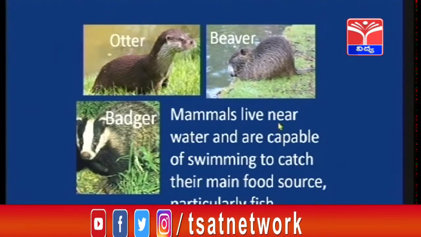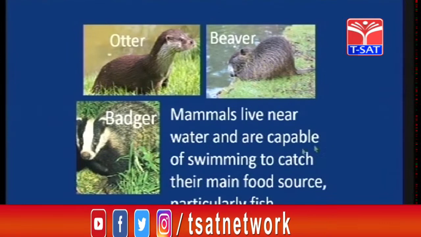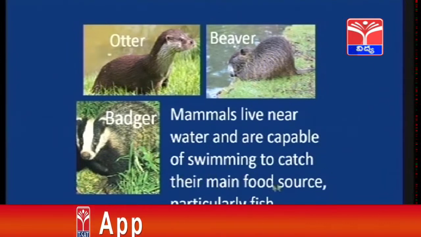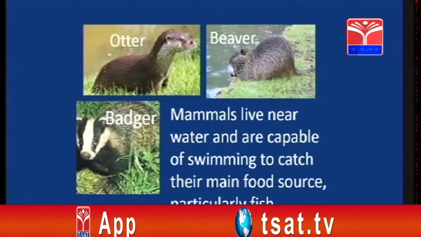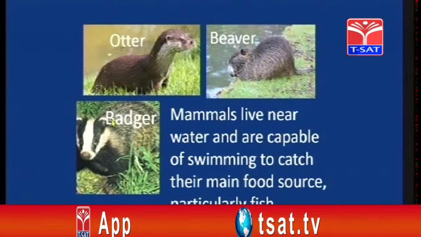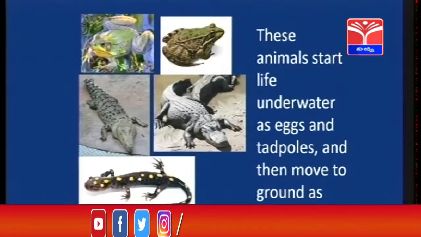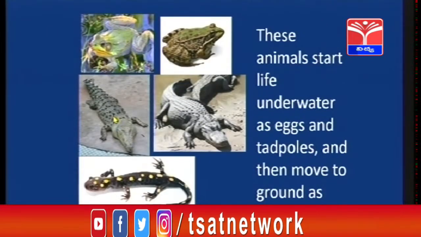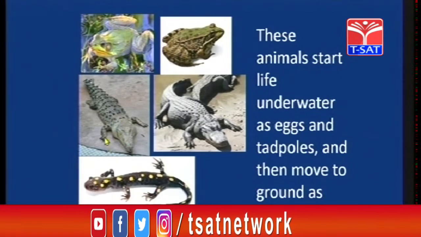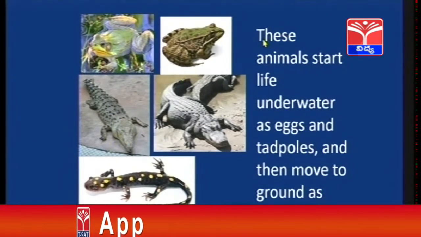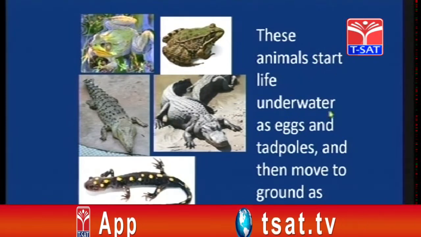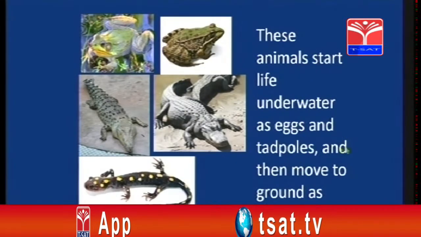Mammals like these live near the water and are capable of swimming to catch their main source of food, particularly the fish. So these are present near the shore, children. They will be hunting the fish: otter, beaver and the badgers. Children, you can see the frogs, toads, alligators, crocodiles and the salamanders are present here. These animals start life underwater as eggs and tadpoles and then move to ground as adults.